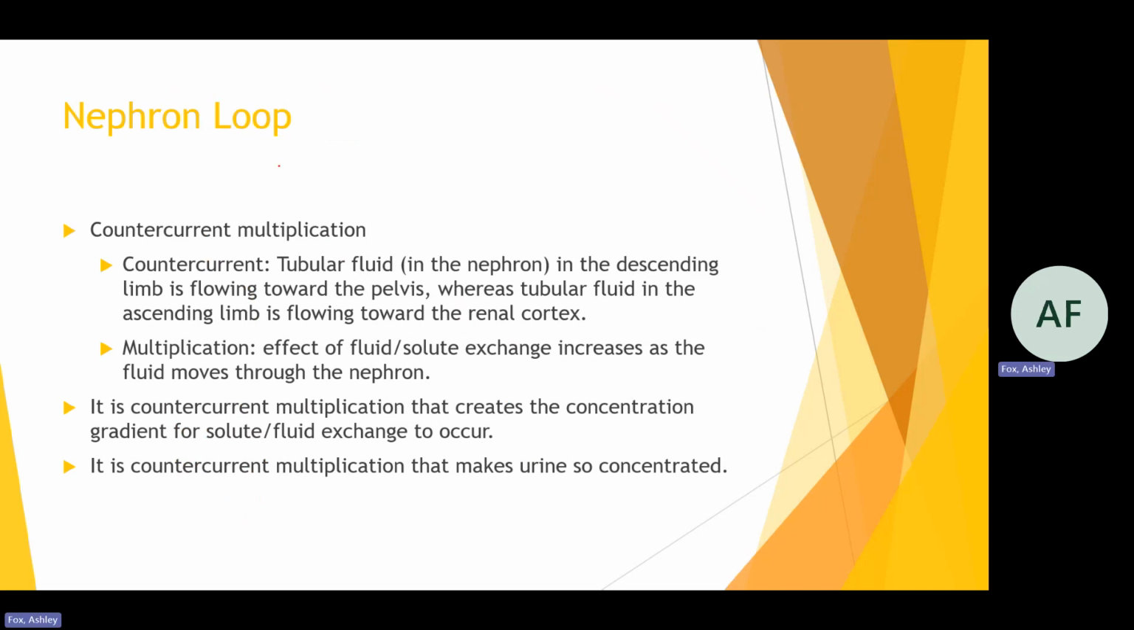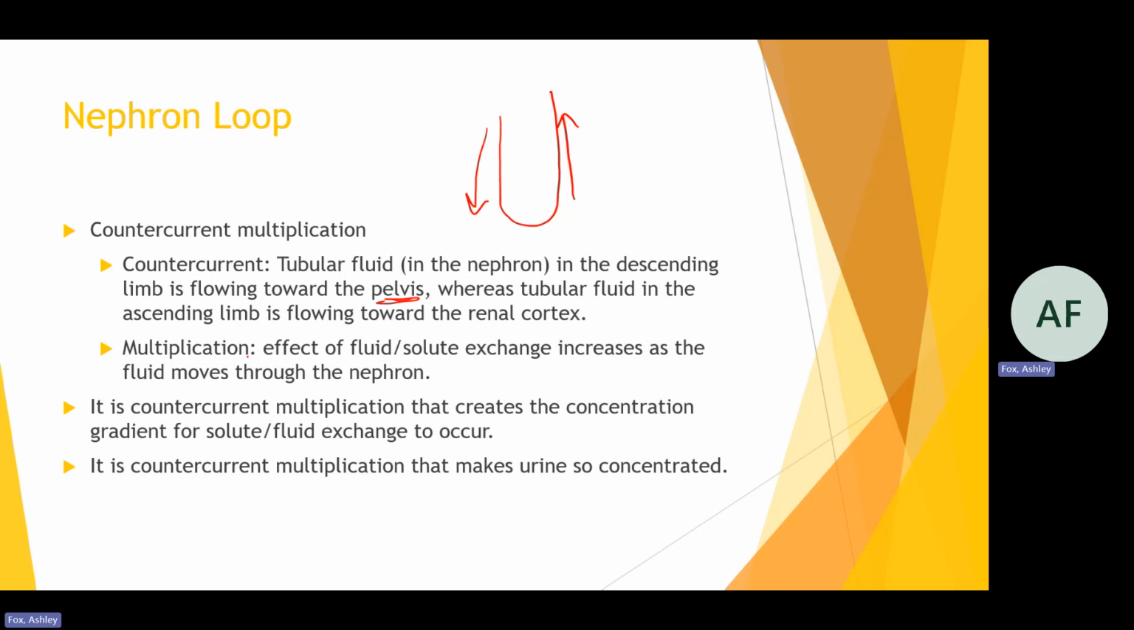So when we are in the nephron loop, we have what we call countercurrent multiplication. So what happens is we have that U-turn. Tubular fluid's going down in the descending limb towards the renal pelvis. And then when we're in the ascending limb, it's going in the direction of the renal cortex. So that's the countercurrent. They're going in opposite directions, countering each other.